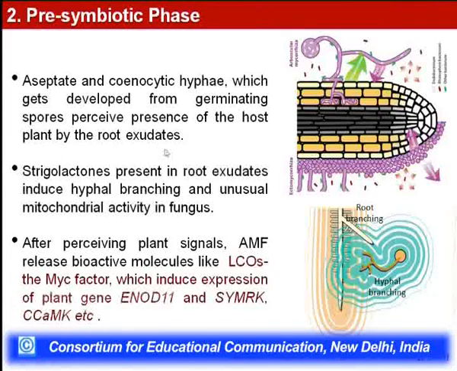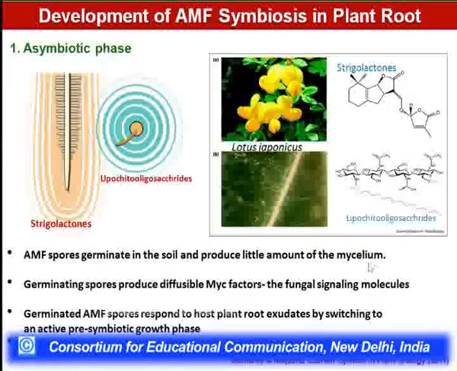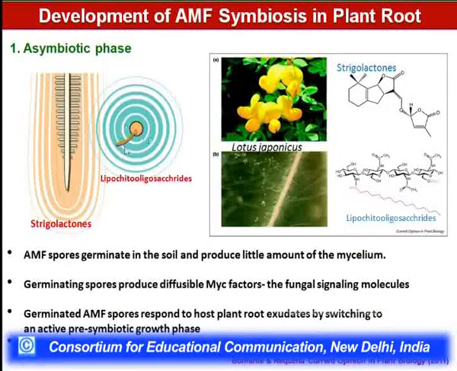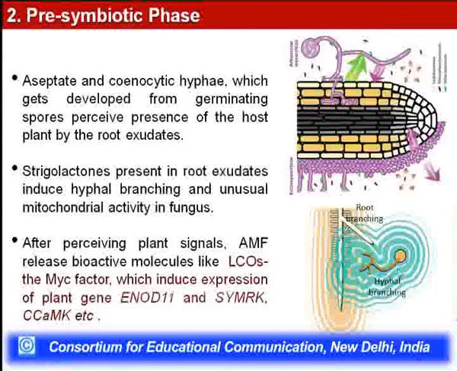by the root exudate. So it is clear here that the plant root is releasing certain chemical compounds that we call root exudate, and strigolactones present in the root exudates induce hyphal branching. So in this photograph you can see here that the spore which was having little mycelium, now it is having the branching. You can see here, this is the spore which is germinating, and now in this slide you can see here that this mycelium is now undergoing branching, or hypha is having branch.